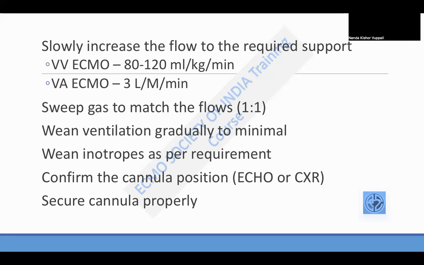Similarly, for veno-arterial mode of ECMO, we go for 3 liters per meter square per minute of cardiac output. Which would roughly translate into 100 ml per kilo per minute in neonates and infants, and 60 to 80 ml per kilo in children and adults.